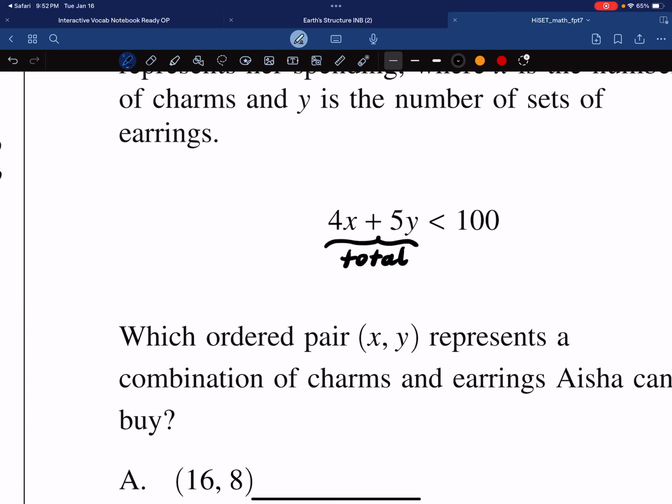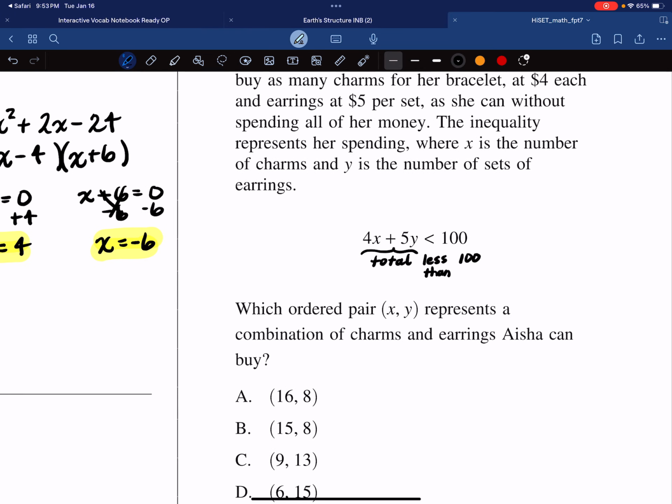She doesn't want to spend all of her money. So she could spend up to $99, but not actually $100. So we want the total to be less than $100. So make sure you understand what the inequality is saying to you. Also remember that X would be the number of charms because they're $4 each, and Y are sets of earrings. They're $5 a piece.